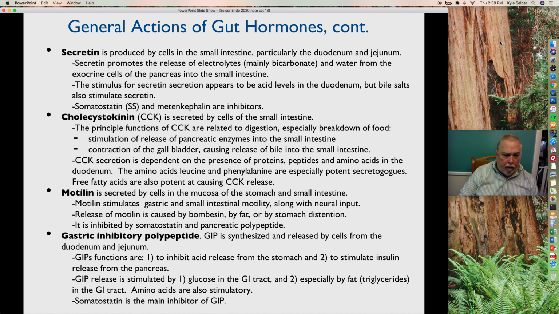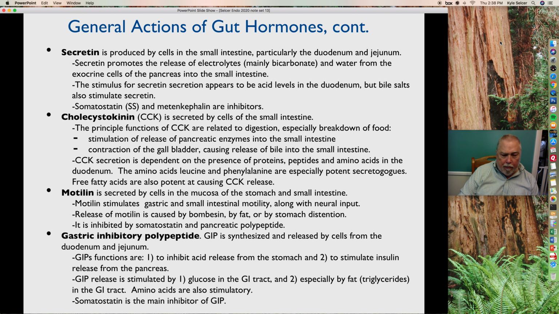That's not a real stretch. Gastric inhibitory polypeptide, just what it says. It's going to inhibit gastrin release. Synthesized and released by cells from the jejunum. The GIP functions are to inhibit acid release from the stomach and stimulate insulin release from the pancreas. So this is going to be big when we get to the pancreas.